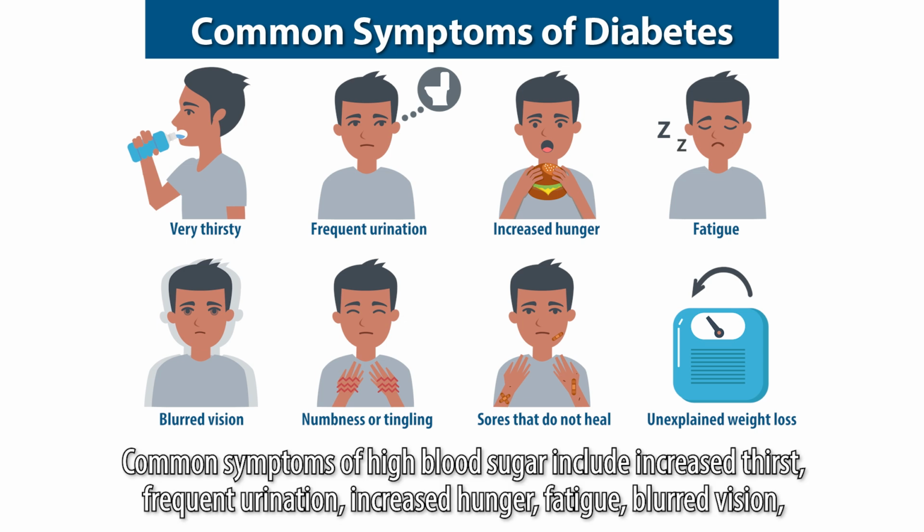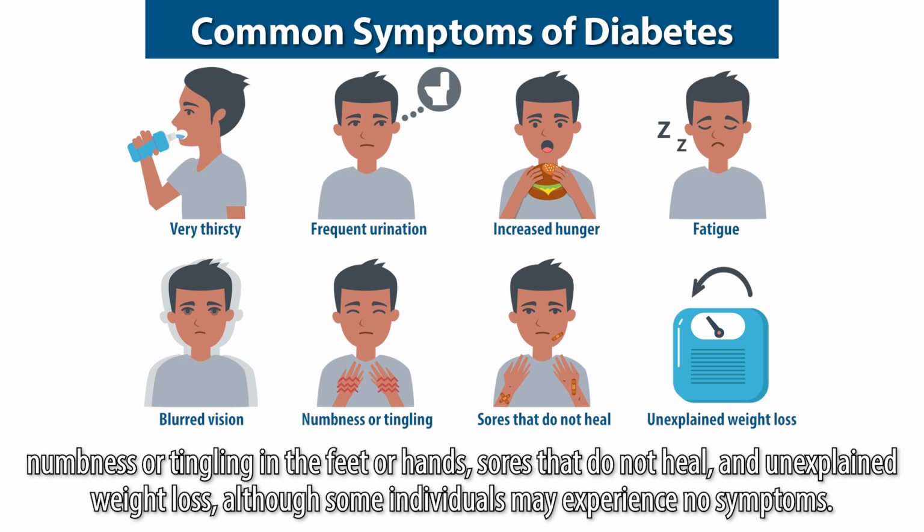Common symptoms of high blood sugar include increased thirst, frequent urination, increased hunger, fatigue, blurred vision, numbness or tingling in the feet or hands, sores that do not heal, and unexplained weight loss, although some individuals may experience no symptoms.